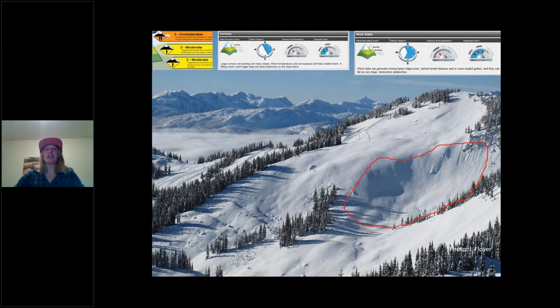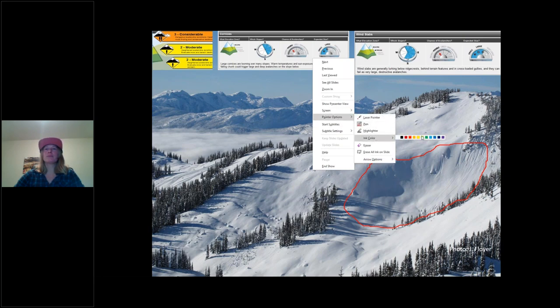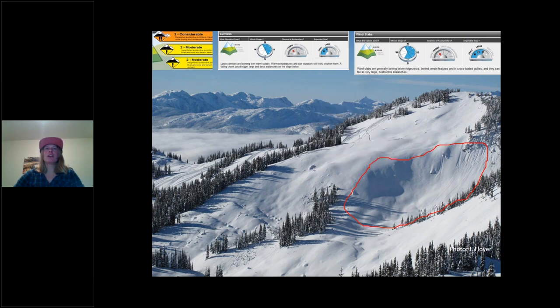So this is looking like, aside from this little feature here, we've got a lot of terrain that we can work with. Unlike the previous photo, there's quite a bit here that we can play with, right?